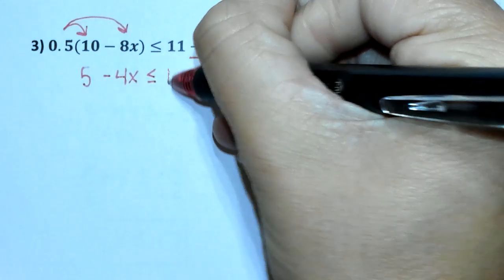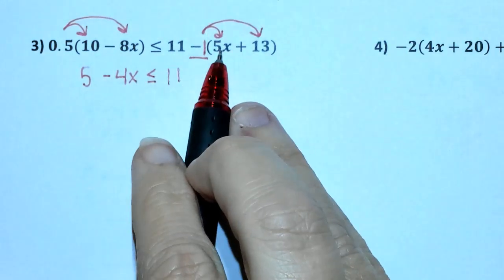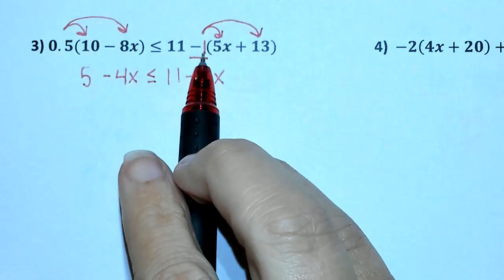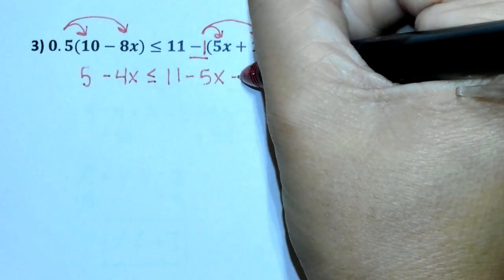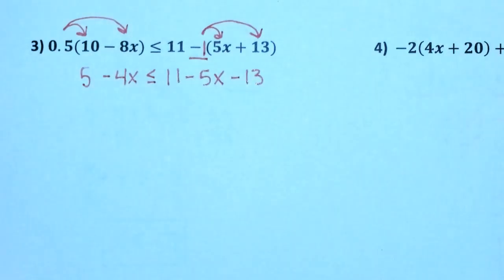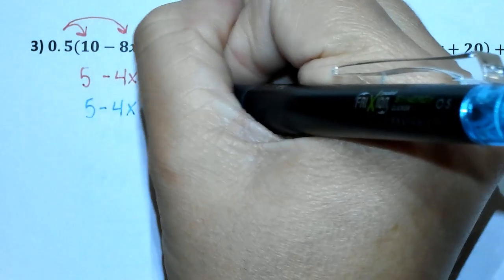I bring down the 11. Negative 1 times 5x is negative 5x. Negative 1 times positive 13 is negative 13. All right, from there, I combine like terms. On the left side, there are none. That 5 minus 4x comes down. Okay, on the right side, I can combine my constants.